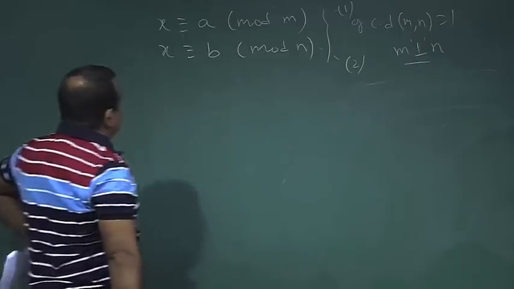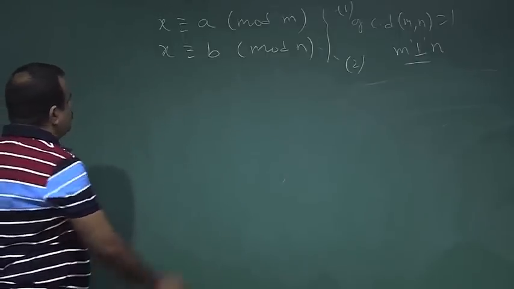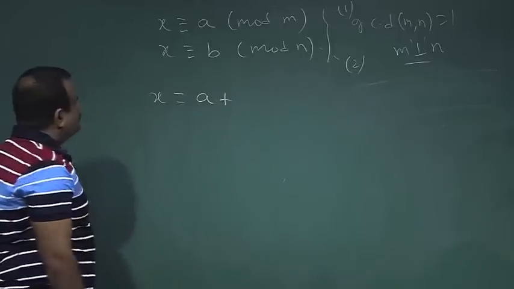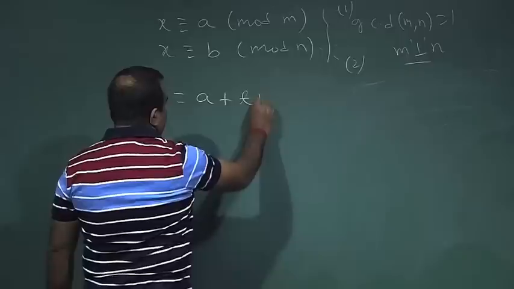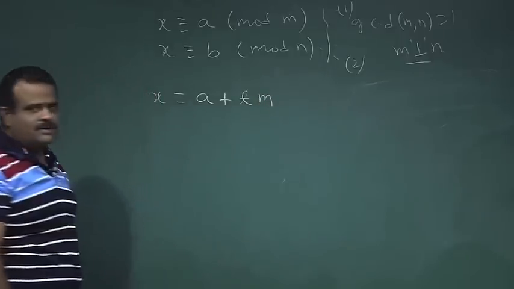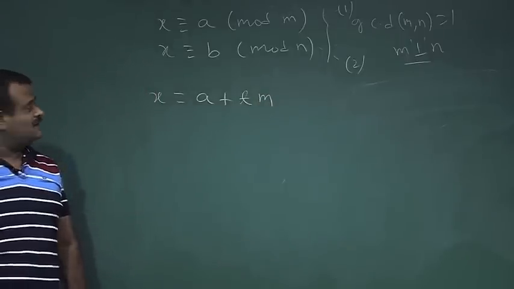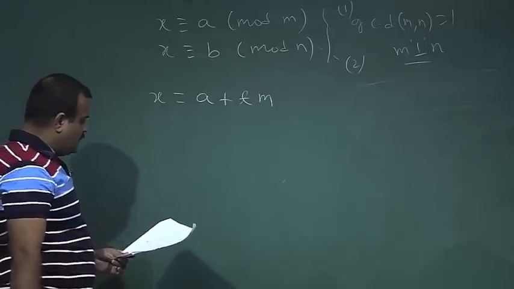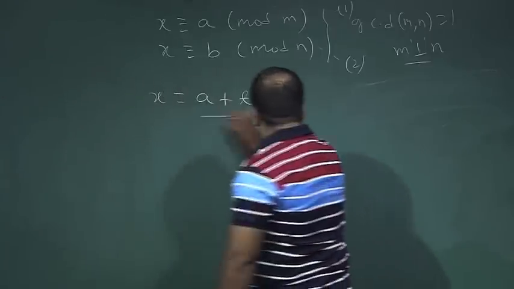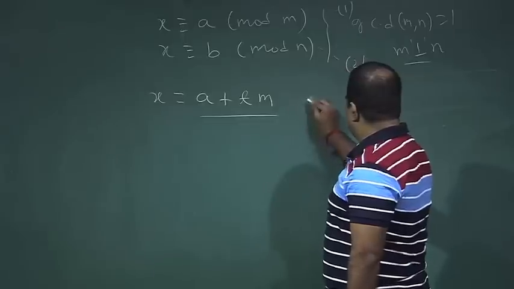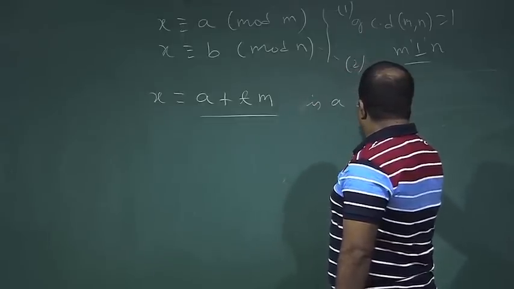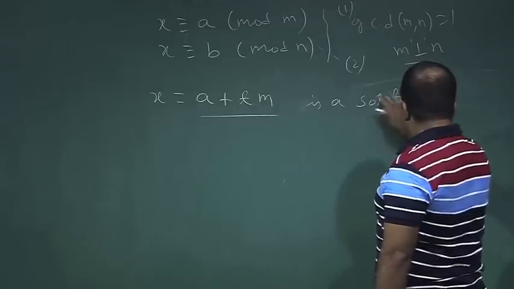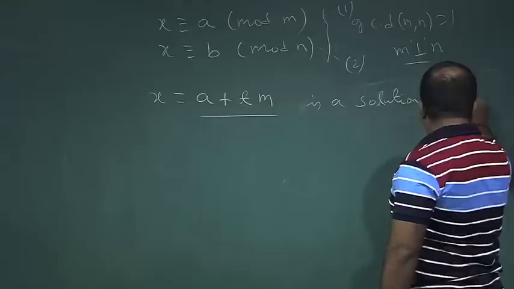Now, the x satisfying equation 1 will be of this form: x equal to a plus t into m, where t is an integer. Okay, so any x of this form is a solution of equation 1.